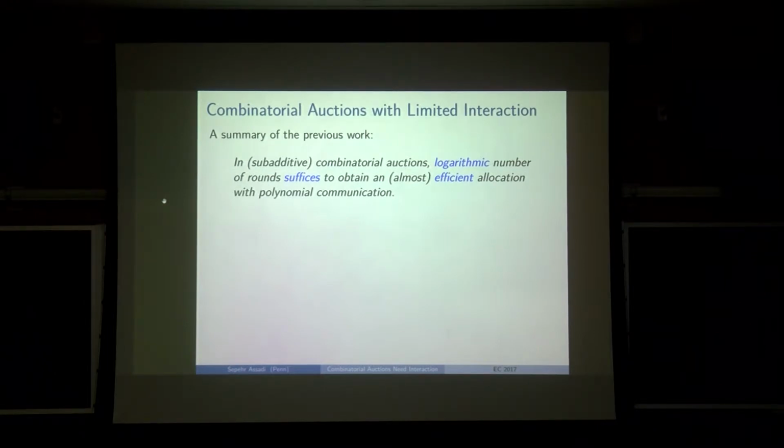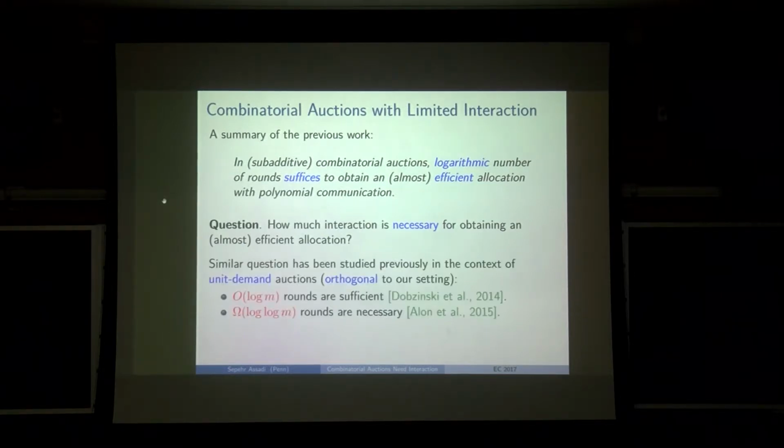So for this long introduction, this is going to be the summary of the previous work. We know that in subadditive combinatorial auctions, only a logarithmic number of rounds is enough to get some good approximation with polynomial communication. And so let's ask this question: how much interaction is necessary really? Do I need something like a logarithmic number of rounds, or maybe I can do it in just some large constant or something better than log?